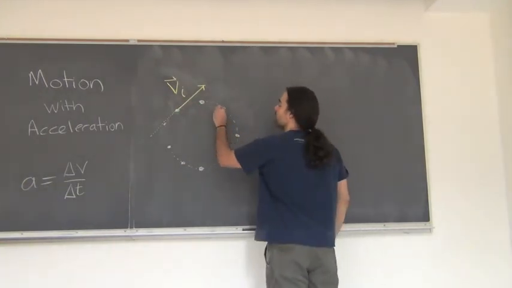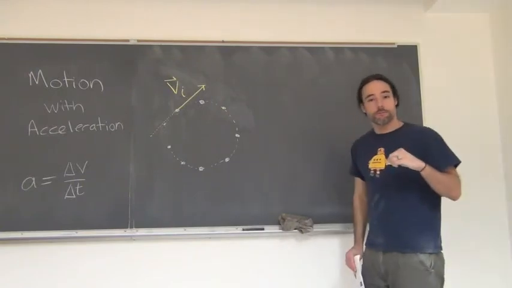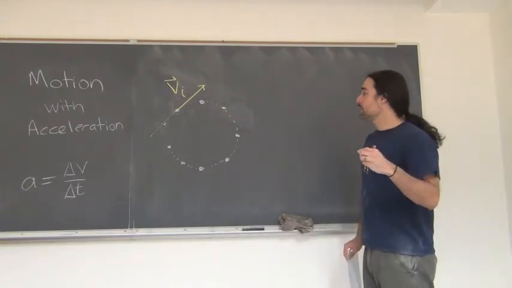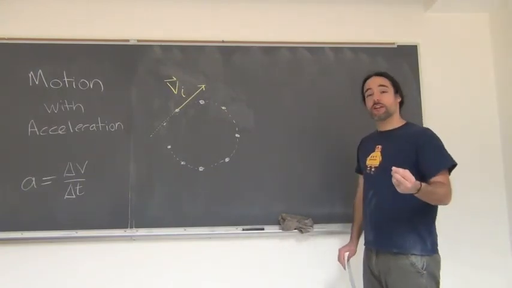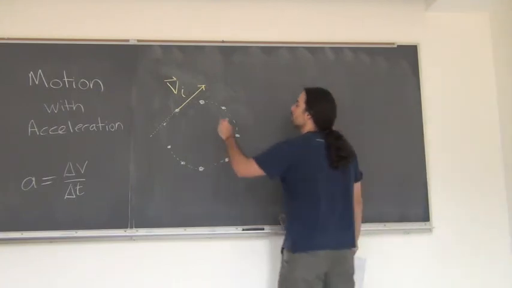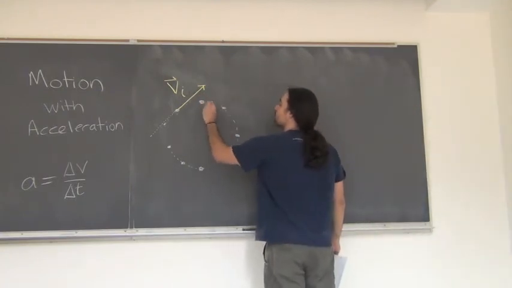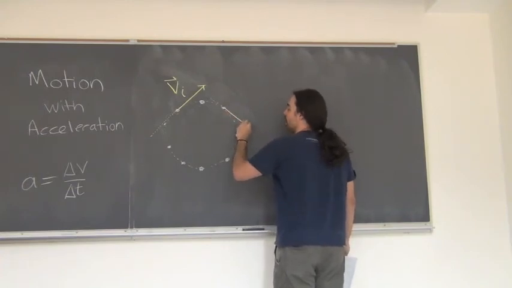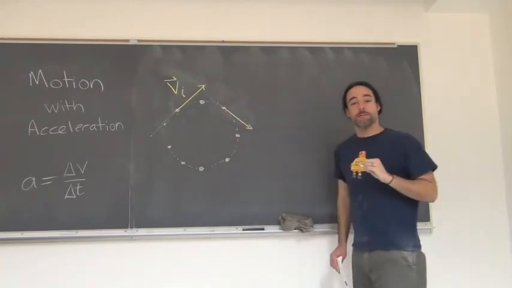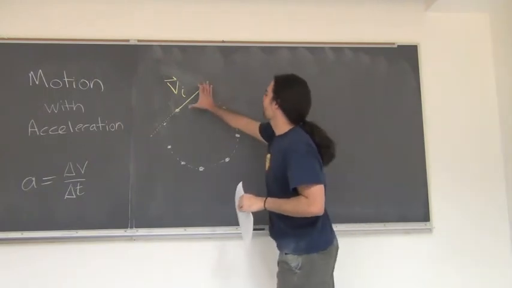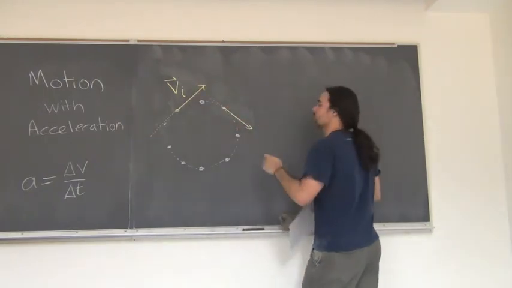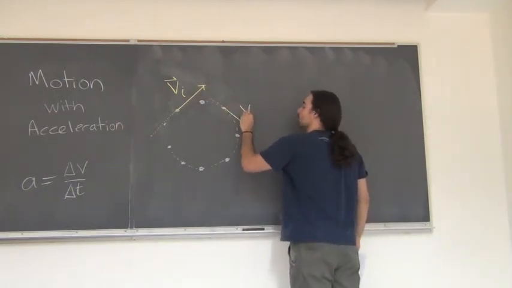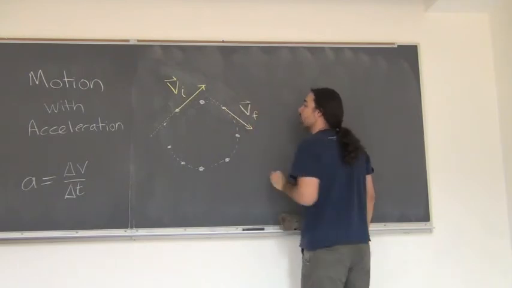Now let's say, 1 second later, we're over here. How do we draw the velocity vector at that point? Well, again, it's going to be just a tangent line to that circle. And if we're moving at a constant speed, these arrows have to be the same length, which they are more or less. We would say that maybe this is our final velocity.